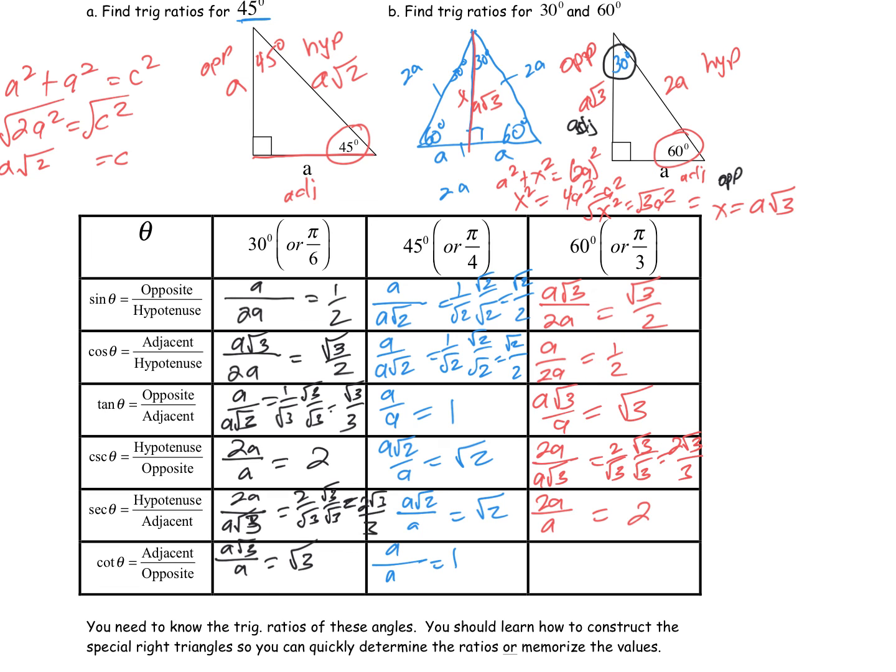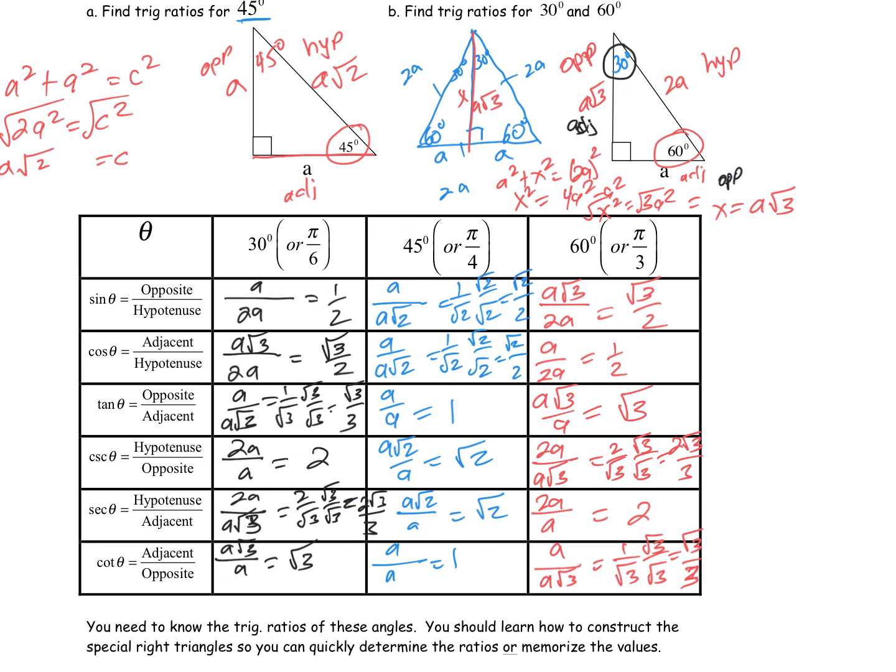Cotangent is going to be the reciprocal of tangent, or we can use the definition. So we want the length of the adjacent side, which is A, over the length of the opposite side, which is A rad 3. The A's cancel out, leaving us with 1 over rad 3. Rationalize the denominator, and we get rad 3 over 3.